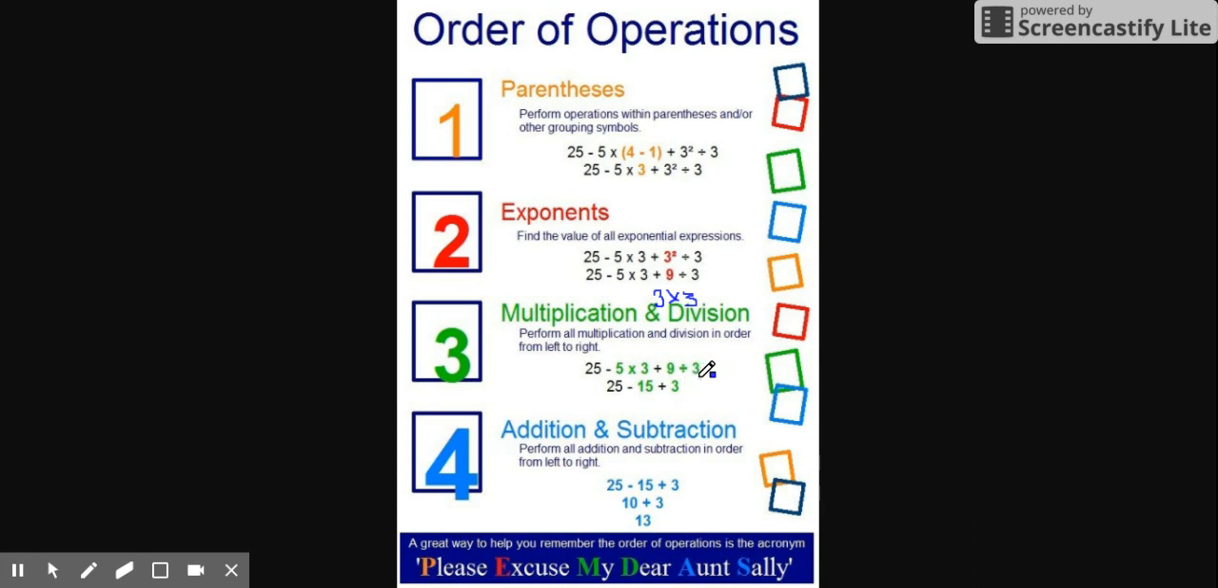So which one do I do first? I'm going to do what starts on the left. 5 times 3 comes first, so I'm going to do 5 times 3 first. Then I do 9 divided by 3.